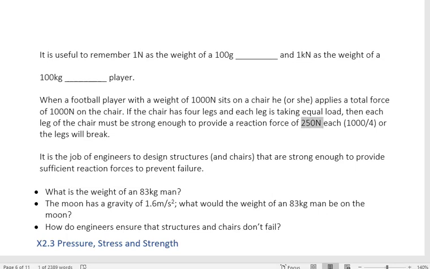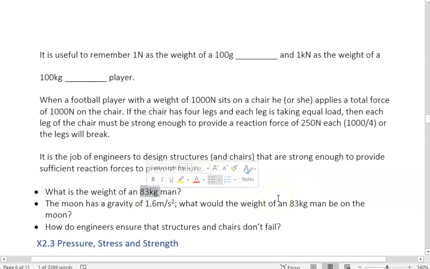What is the weight of an 83 kilogram man? What do we have to multiply by? If we know the mass of someone, we have to multiply to find out the force or the weight of the person. We have to multiply by 9.8 meters per second squared. So roughly, it's going to be somewhere between 800 and 830. I'm not going to get the calculator out. It's probably like 812 newtons, something like that.